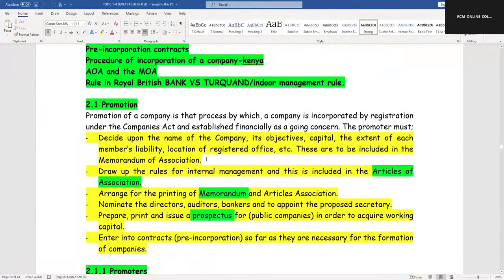When you talk about promotion, sometimes we can alternatively say incorporation or formation of companies. So they mean the same.